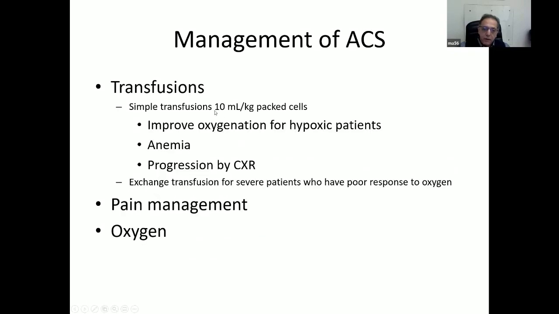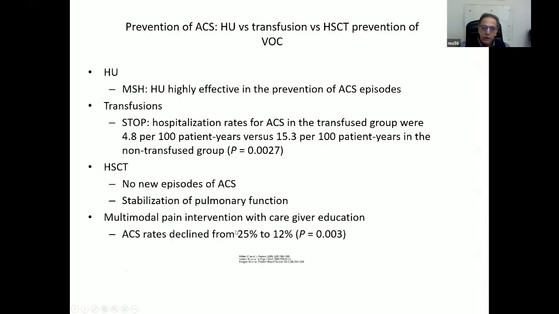Now, the management, transfusions, these need to be phenotypically matched, so expert blood bank support, pain management with the team, and oxygen. Now, these can be prevented by hydroxyurea, chronic transfusions. Of course, patients undergoing stem cell transplant do not have acute chest syndrome. But more importantly, remember what I said. What about a multidisciplinary, multimodal pain intervention with caregiver education? This was shown to decrease acute chest syndrome rates in patients admitted for pain crisis by half.